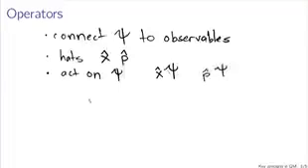Now, we'll talk about this in more detail later, but x hat, the operator, can be thought of as just multiplying by x. So if I have psi as a function of x, x hat psi is just going to be x times psi of x. So if psi was a polynomial, you could multiply x by that polynomial.